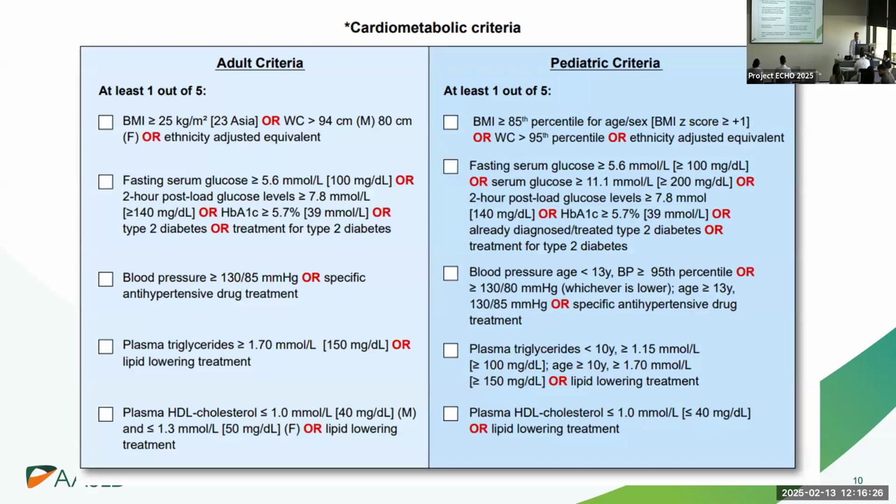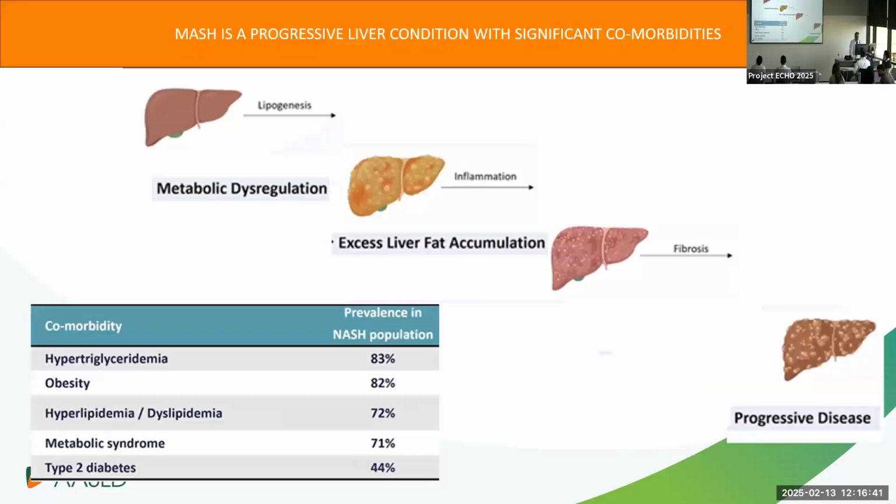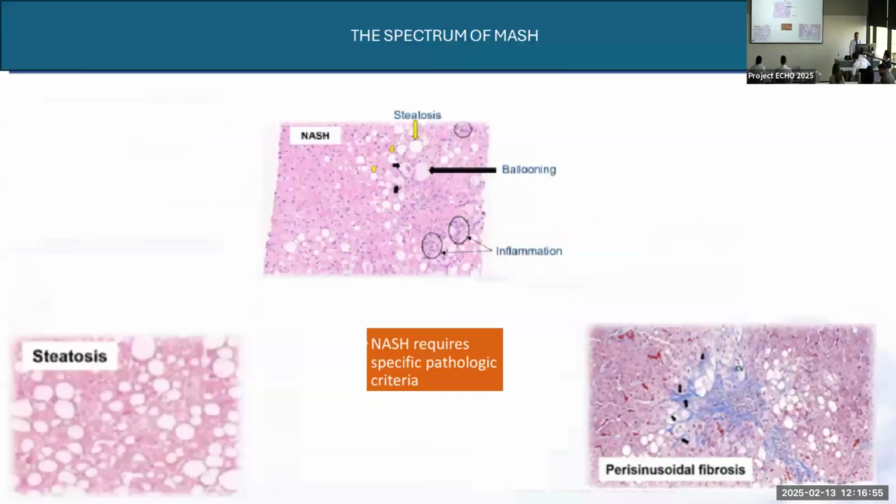These are the cardiometabolic risk factor criteria for steatotic liver disease: BMI, fasting blood glucose, blood pressure, triglycerides, and HDL cholesterol. So we know that MASH is a progressive liver disease and is associated with many other comorbidities.